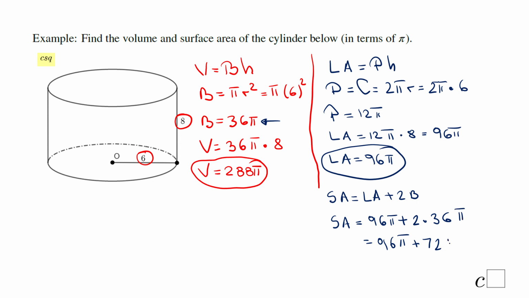So 72 pi here. So the final answer is we can add these two quantities. They are alike. They have both pi in it. So we have 96 plus 72, 168 pi is the surface area of this cylinder.